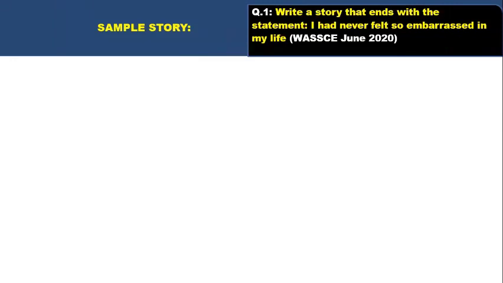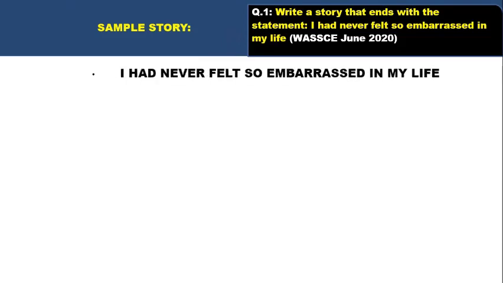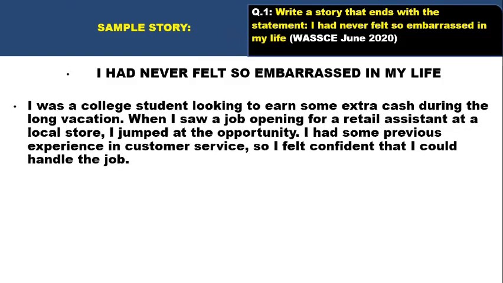So you take your topic directly from here: I had never felt so embarrassed in my life. Write it in capital letters on the top center of your writing material. And once you have given the title, then you begin with your first paragraph. Let's read this together, and this will serve as an illustration, just to give you some idea about how this kind of story can be written.